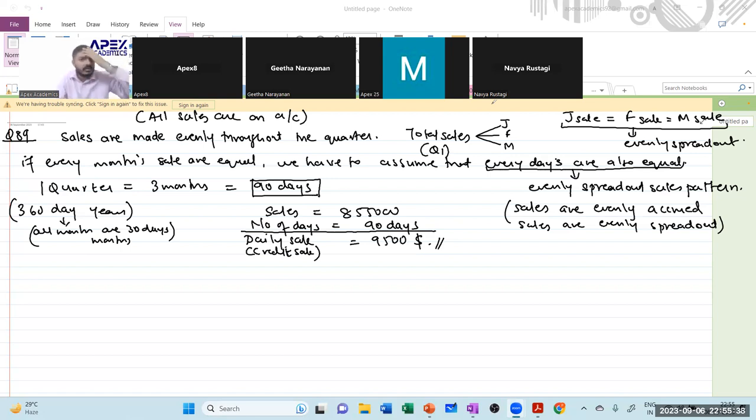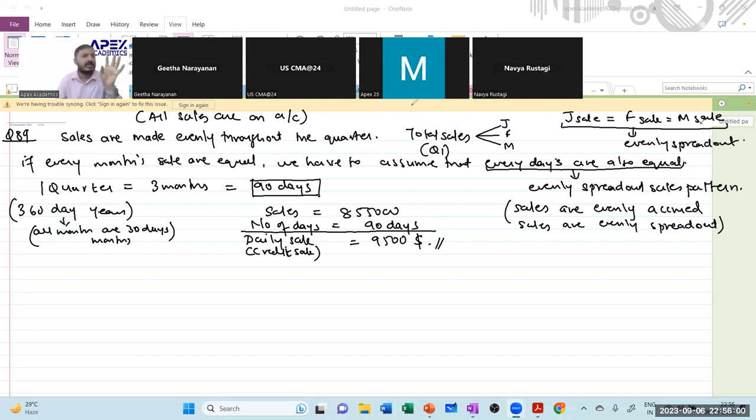Sir, I have a question. In this case, it's clearly mentioned that they have taken the calendar year on a basis of 360 days. Suppose it is not mentioned, then we'll assume 360 days only? In case it's 365, then we'll do the calculation as per that. If they say evenly throughout the year, always assume 360.